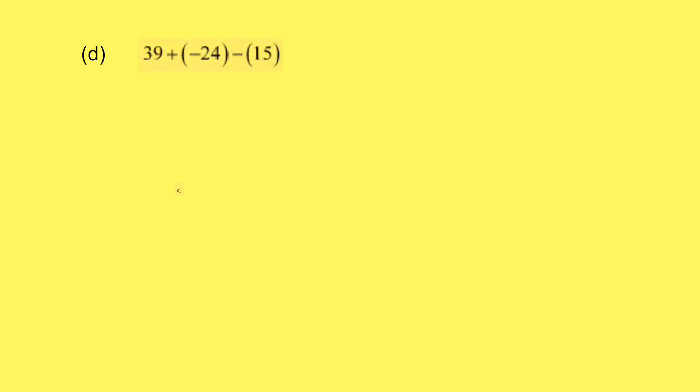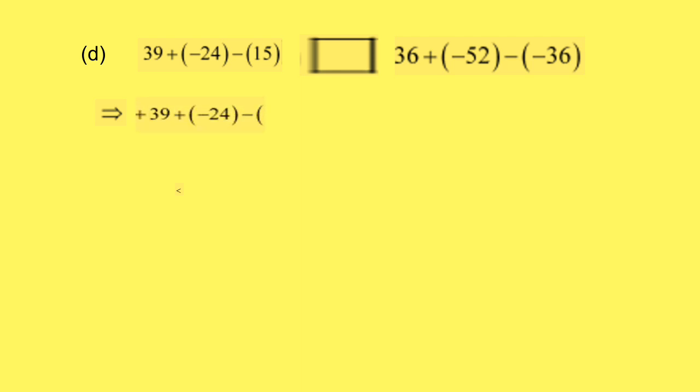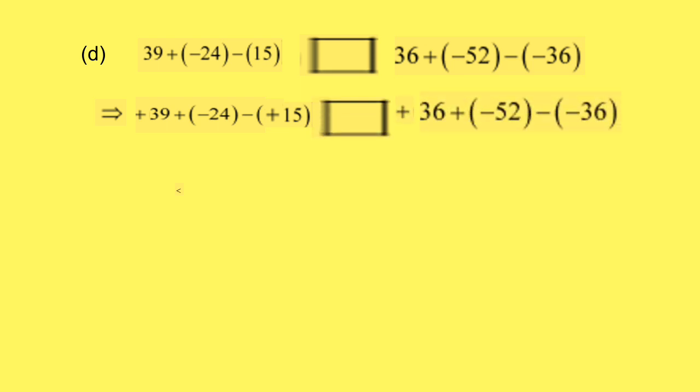Next question, 39 plus minus 24 minus 15, blank, 36 plus minus 52 minus of minus 36. First I will write the numbers with symbol, 36 plus minus 52 minus minus 36. I have written only the number with symbol. Now in the next step I am going to remove all the brackets. Plus 39 plus into minus minus 24 plus into minus minus 15, blank, 36 plus into minus minus 52 minus into minus plus 36, like this.